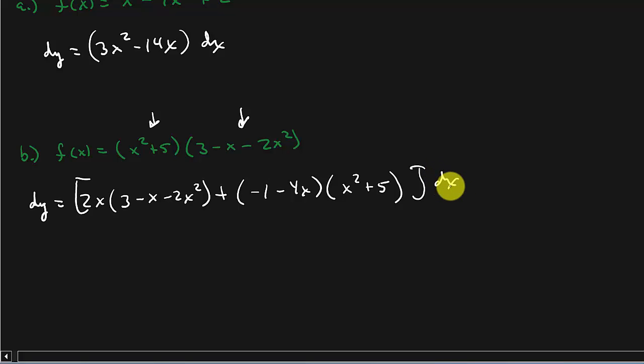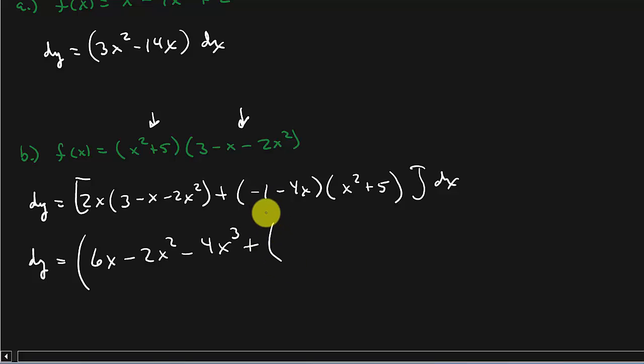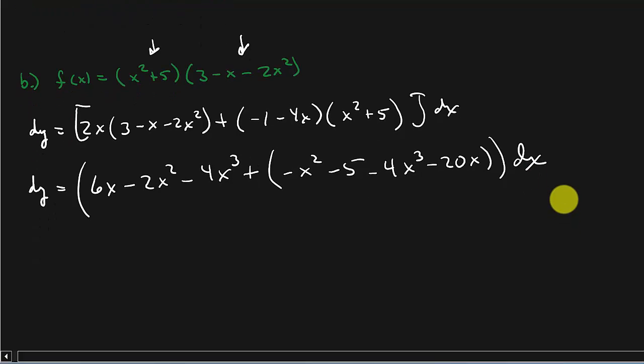You might see some people just leave it like that, but we'll multiply it all out. So dy is going to be 6x minus 2x squared minus 4x cubed, plus negative x squared minus 5 minus 4x cubed minus 20x, times dx. And now we just combine like terms.